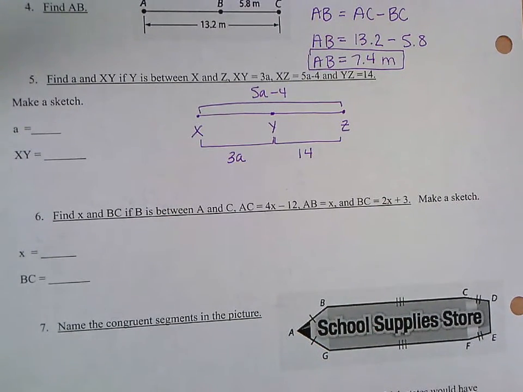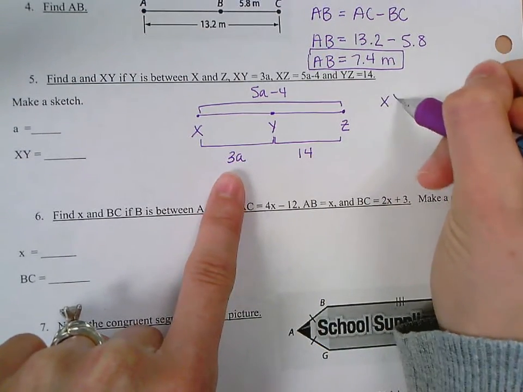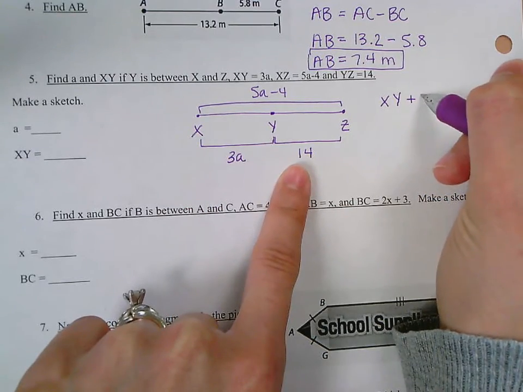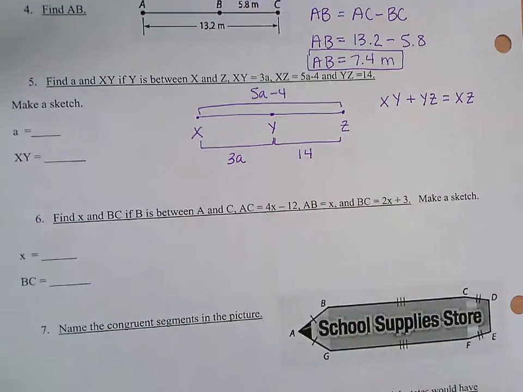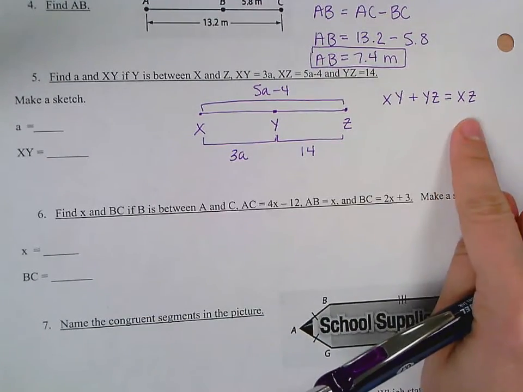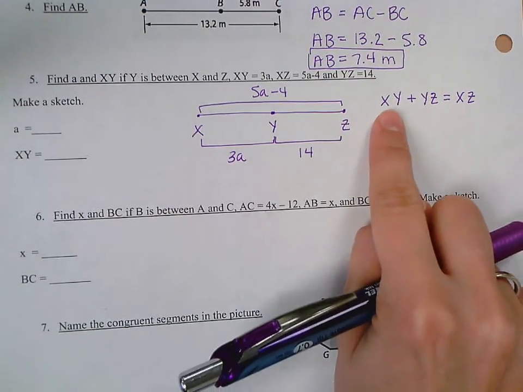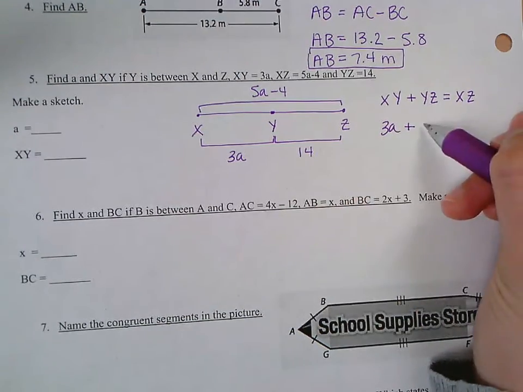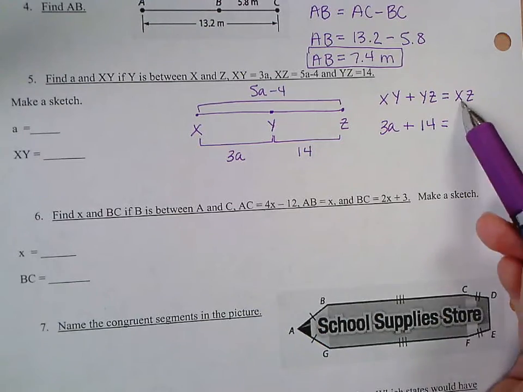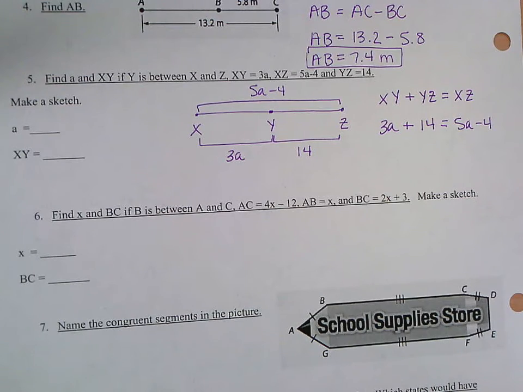So we still use that idea of the measure of segment XY plus the measure of segment YZ should equal the measure of the entire segment XZ. Again, this wouldn't be necessary for you to write out if you don't need to. I'm just writing it out so I don't lose anybody. So I know XY is 3A plus YZ is 14 equals XZ. The entire thing is 5A minus 4. And I now have an equation I can solve to find A.